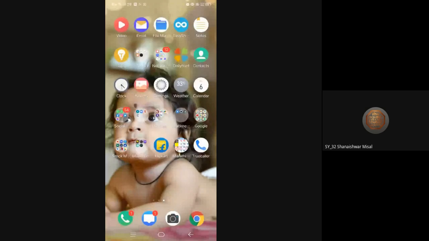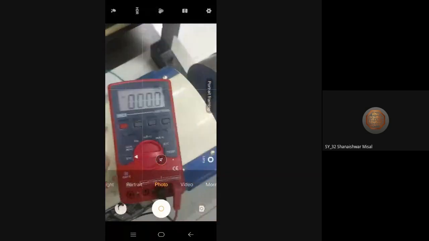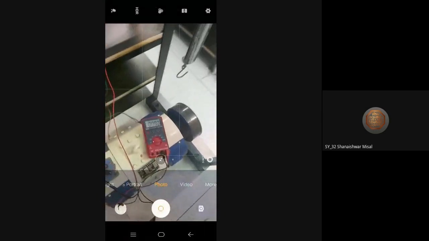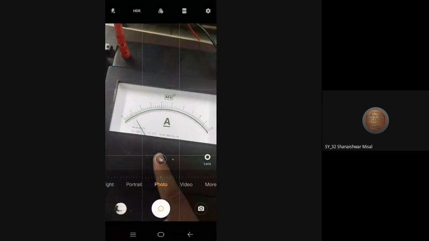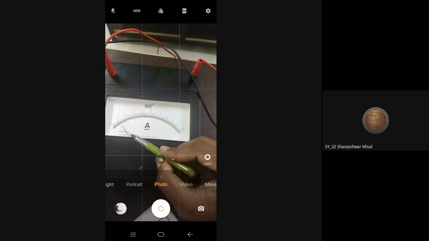So here you can see, as there is no voltage applied across the motor, the meter is showing 0 and the speed of the motor is also 0. Now we will turn this on. The starter is started. Now with the help of this rheostat, I will vary the armature current. I have adjusted my field current to the value of 1.